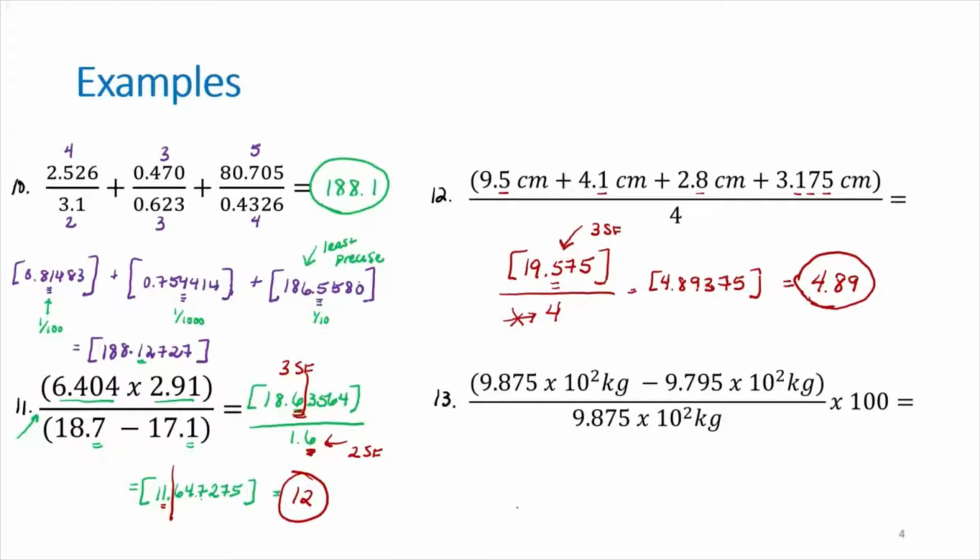(9.875 times 10 to the second minus 9.975 times 10 to the second) divided by 9.875 times 10 to the second kilograms. I forgot to fix this in here. I apologize. This does say percentage in your notes. This is how we find a percent error. We take a known value and subtract out some other value.